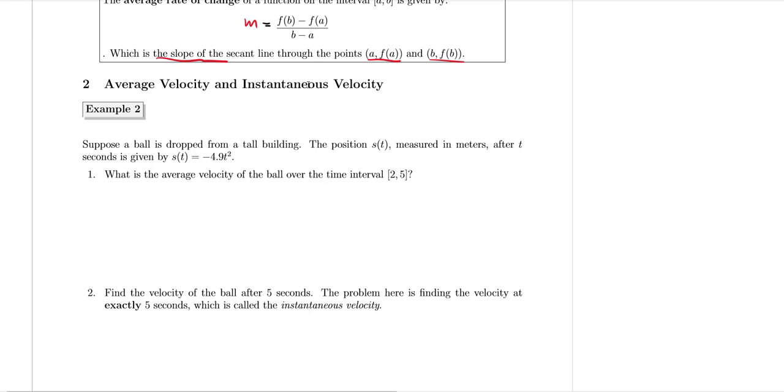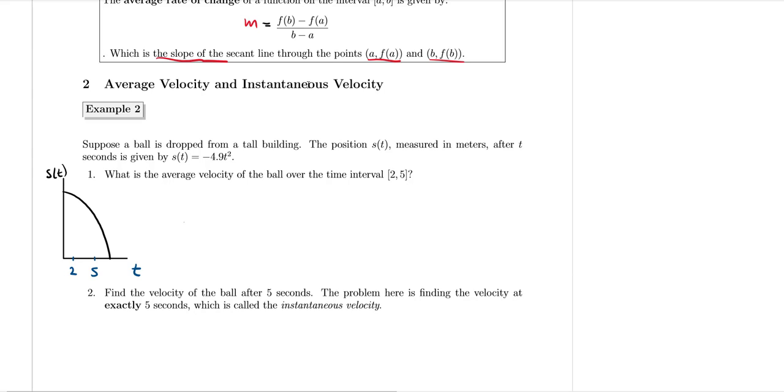If we picture the scenario where the ball is dropping, I'm just going to exaggerate the trajectory. Notice it's a quadratic function opening down, so it's a parabola. Let's say at time t equals 2 seconds we have it here, and here's t equals 5. This is the t-axis representing the time, and this is the y-axis representing the position, given by s(t).